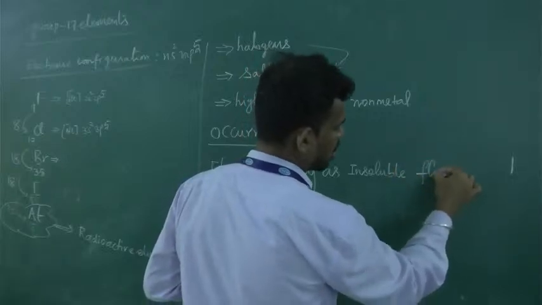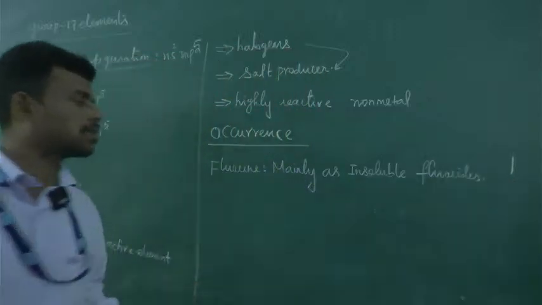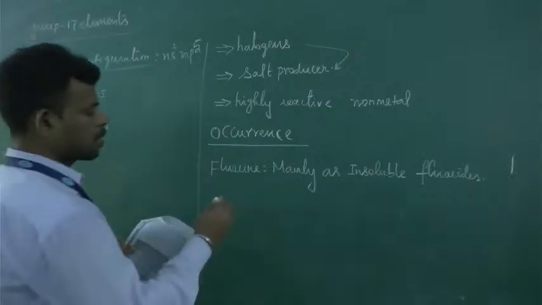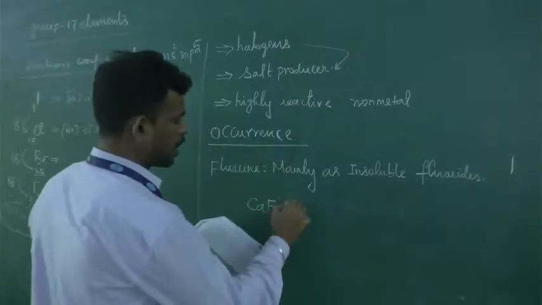It is obtained mainly as insoluble fluorides. For example, calcium fluoride. Its name is fluorospar.